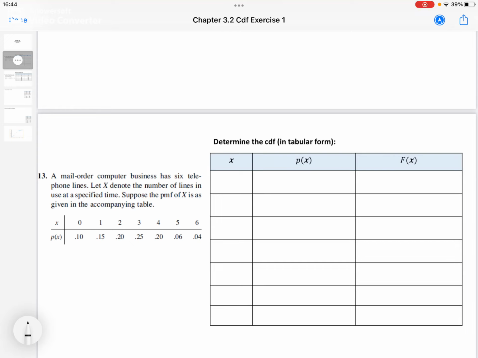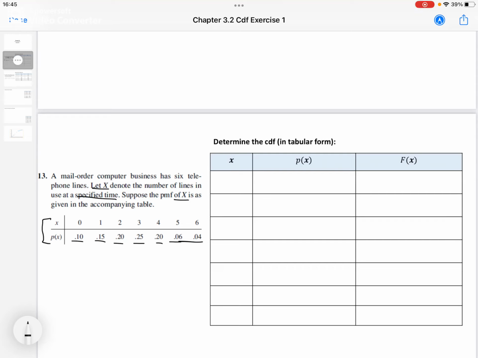In that video, we looked at question 13, which is based on a computer business that has 6 telephone lines, and where random variable X was defined as the number of lines in use at a specified time. Suppose that the valid PMF of a random variable X is given in the table below. We have possible values 0, 1, 2, 3, 4, 5, 6, and the direct probabilities of observing 0, 1, 2, 3, 4, 5, and 6.